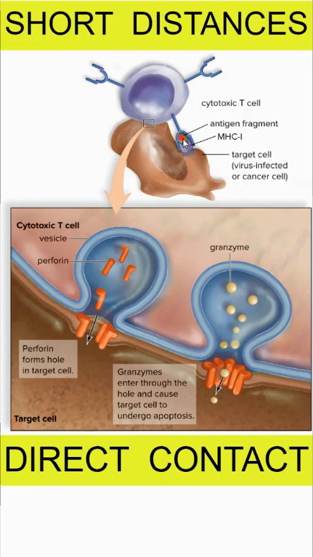So as it comes in with this antigen fragment that it interprets as abnormal, at this direct contact, the cytotoxic T cell will cause this vesicle of perforin to create a hole in the target cell. And these granzymes will come in and cause the cells to go through apoptosis or programmed cell death. And therefore, the virus can't use the target cell as a factory to make more copies of itself.